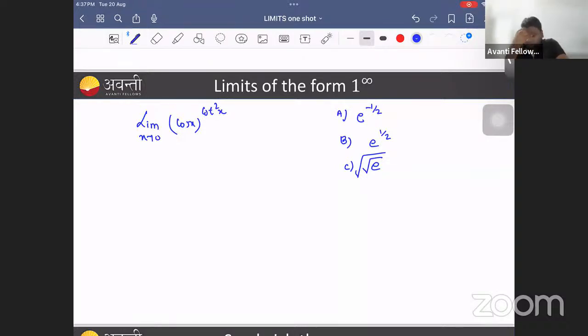Give me your answers. Now I'm surprised to see somebody has answered D, where D is not any option. Yes, try it quickly.